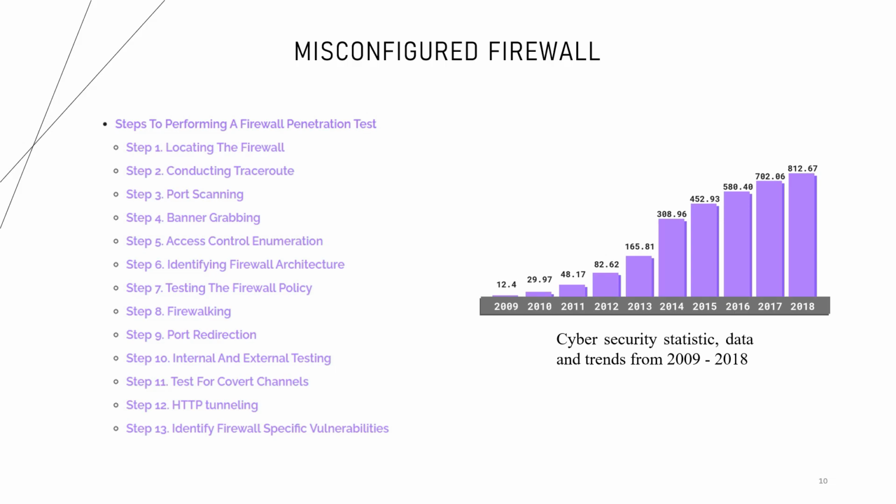To make sure the firewall is safe, we can use steps to perform a firewall penetration test. There are 13 steps. First one is locating the firewall, conducting traceroute, port scanning, banner grabbing, access control enumeration, identifying firewall architecture, testing the firewall policy, firewalking, port redirection, internal and external testing, testing for covert channels, HTTP tunneling. Lastly is identifying firewall-specific vulnerabilities.